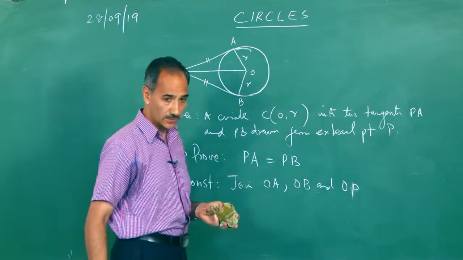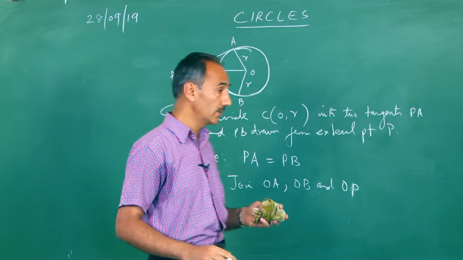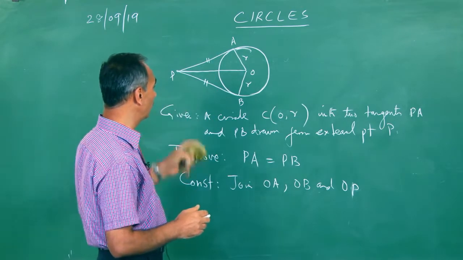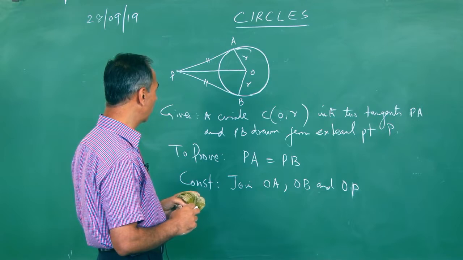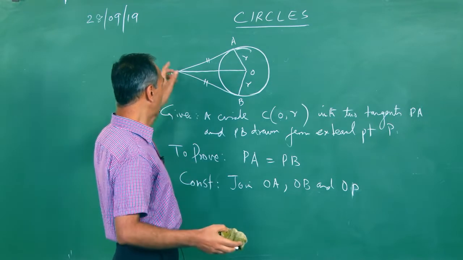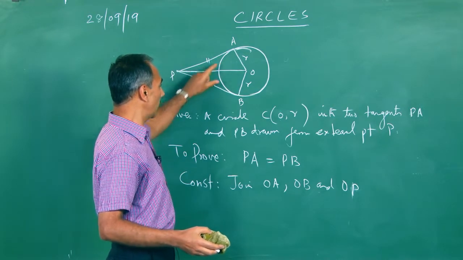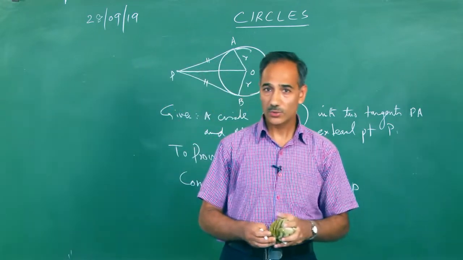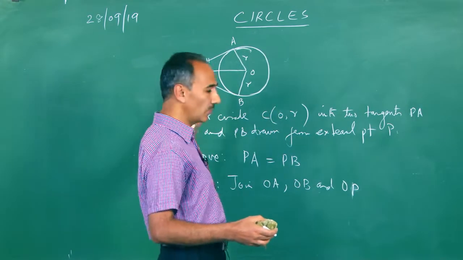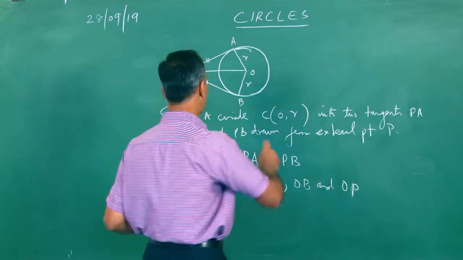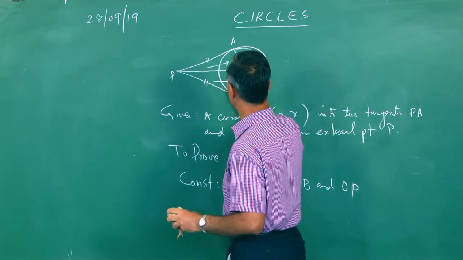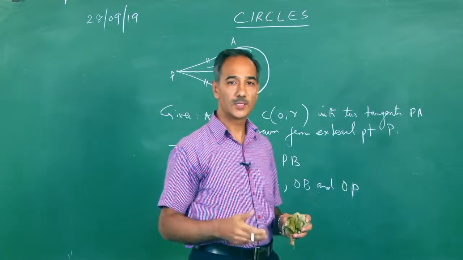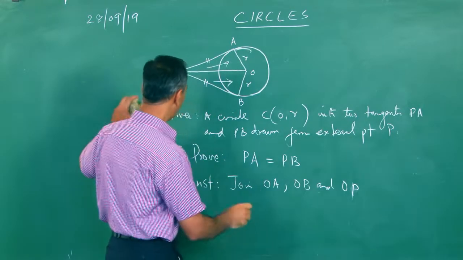So why do we do this? We do this so that you get two triangles in the figure. Now you have to prove that this line PA of one triangle is equal to the length PB of the other triangle. So we will make use of congruence. If we make this triangle congruent with this triangle, then PA will be equal to PB as per CPCT. So let's try to make the triangles congruent.